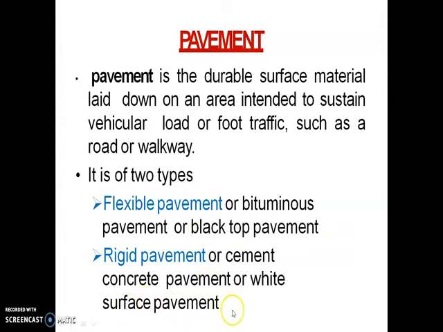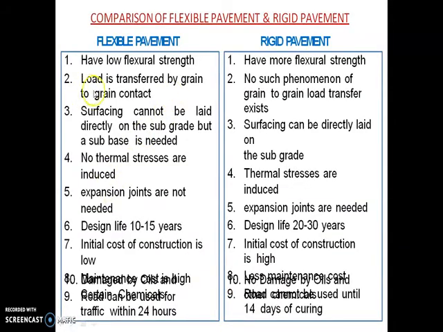Okay. Next, what is the comparison between flexible pavements and rigid pavements? First, you have to see flexible pavements and then rigid pavements. The first one has low flexural strain for flexible pavement. In rigid pavements, you have to see more flexural strain. Second one, load is transferred by grain to grain contact. In the second one, no such phenomenon of grain to grain load transfer exists. Surfacing cannot be laid directly on subgrade, but a subbase is needed. Surfacing can be directly laid on the subgrade.